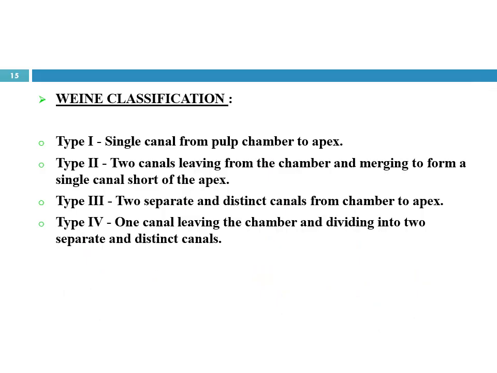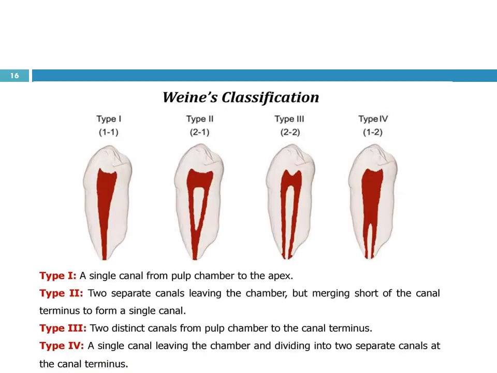Now moving on to Weine's classification, there is going to be type 1 wherein you have a single canal from the pulp chamber to the apex. Type 2, two canals are going to leave the chamber and they are going to merge to form a single canal short of the apex. Type 3, two separate and distinct canals from the chamber to the apex. Type 4, one canal is going to leave the chamber and it's going to divide into two separate or distinct canals. This is the Weine's classification.